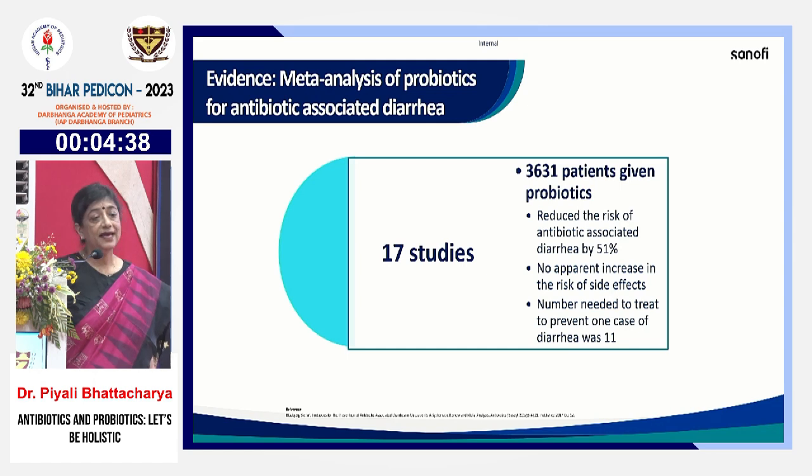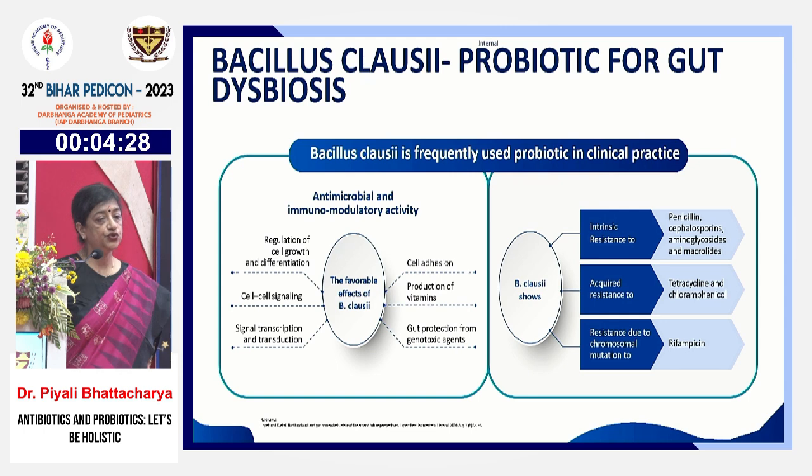So there are so many studies now, meta-analyses of probiotics with antibiotics. There were so many studies which say that there is a reduced timing, a reduced length of stay, reduced expense, and thereby the Bacillus clausii, which has now been studied. I was part of a huge study across India as well. This is a frequently used probiotic, and it has been shown to be good in gut dysbiosis.